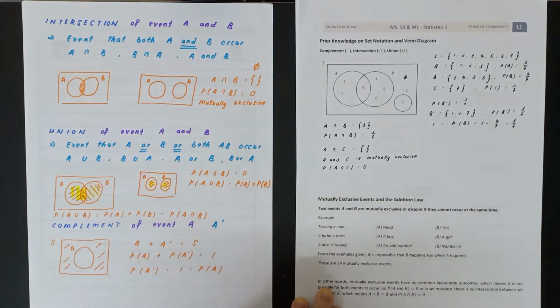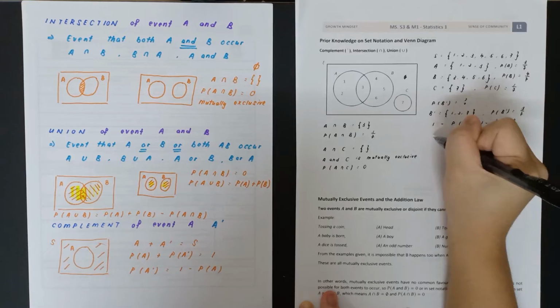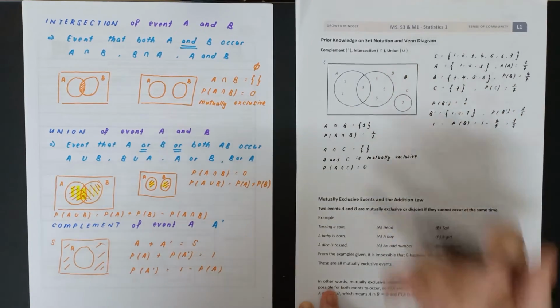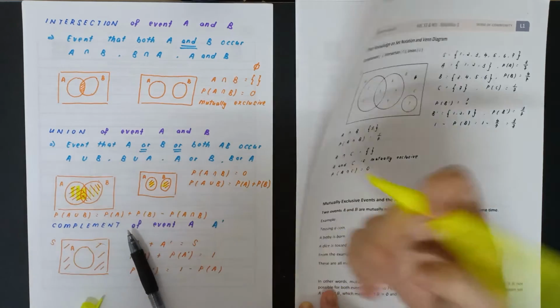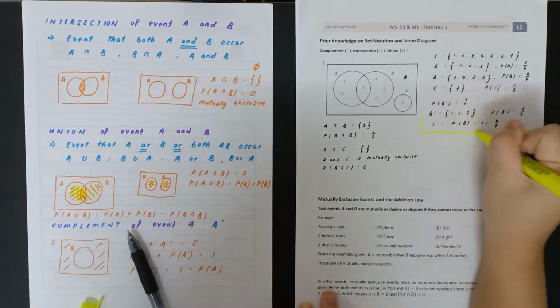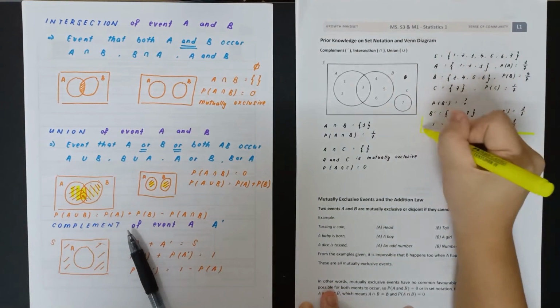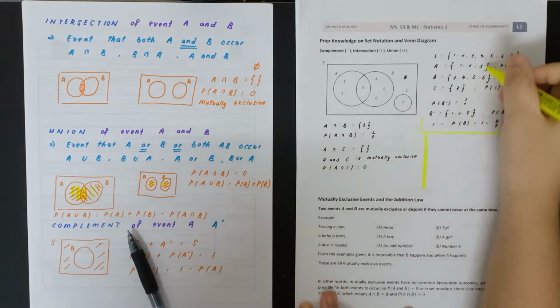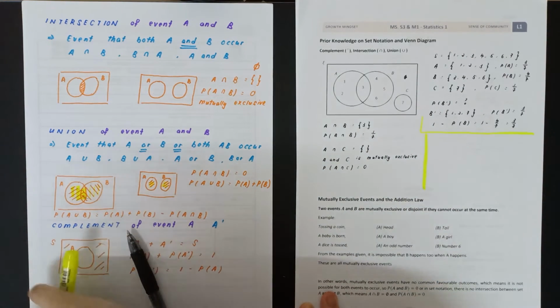Okay, so let's talk about union. I will try to leave more space for you in your video, it seems too small here. So let's say we talk about union here. This is for intersect, this is for complement. Let's talk about union.